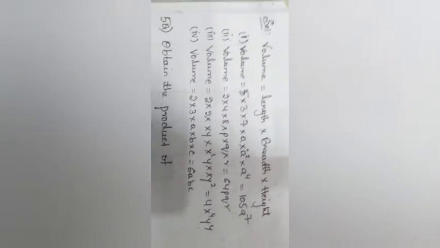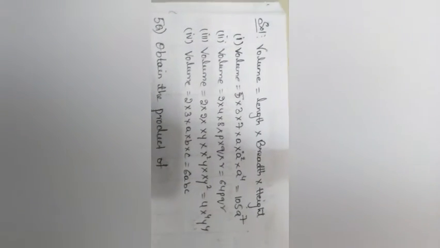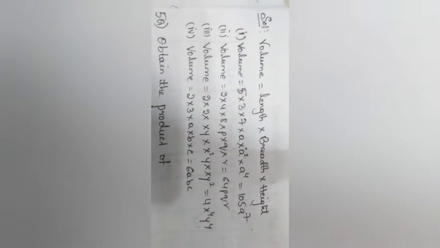Fourth question. Obtain the volume of rectangular boxes with the following length, breadth and height. In the second question, what did they ask? Find the area of the rectangle. But in this question, what are they asking? Find the volume of the box. They gave 4 bits. See friends, we know the formula of volume: length into breadth into height. We know the formula of area of a rectangle, length into breadth, but here they asked volume, so length into breadth into height.